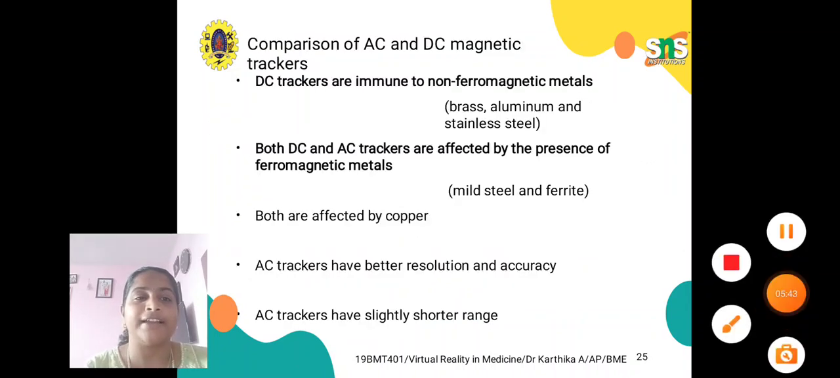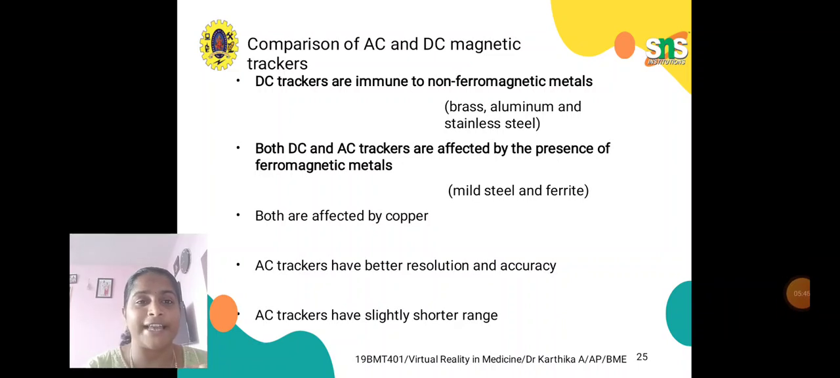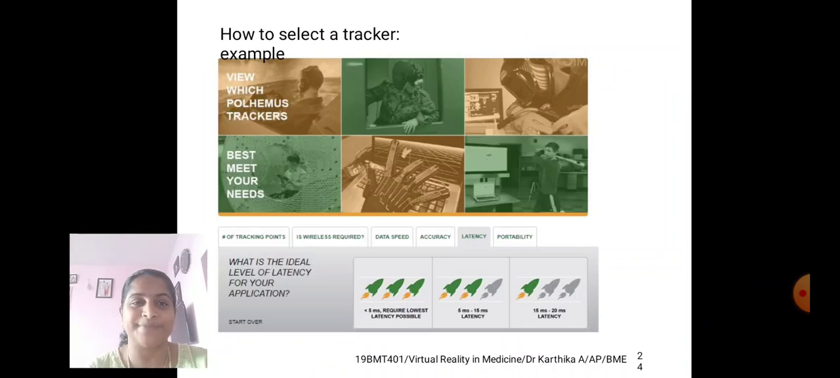Okay, and next we have the comparison of AC and DC magnetic trackers. Here DC trackers are immune to non-ferromagnetic metals: brass, aluminum and stainless steel. Both DC and AC trackers are affected by the presence of ferromagnetic material: mild steel and ferrite. Both are affected by copper, and AC trackers have better resolution and accuracy, and AC trackers have a slightly shorter range compared to DC. And we have some examples for how to select a tracker.